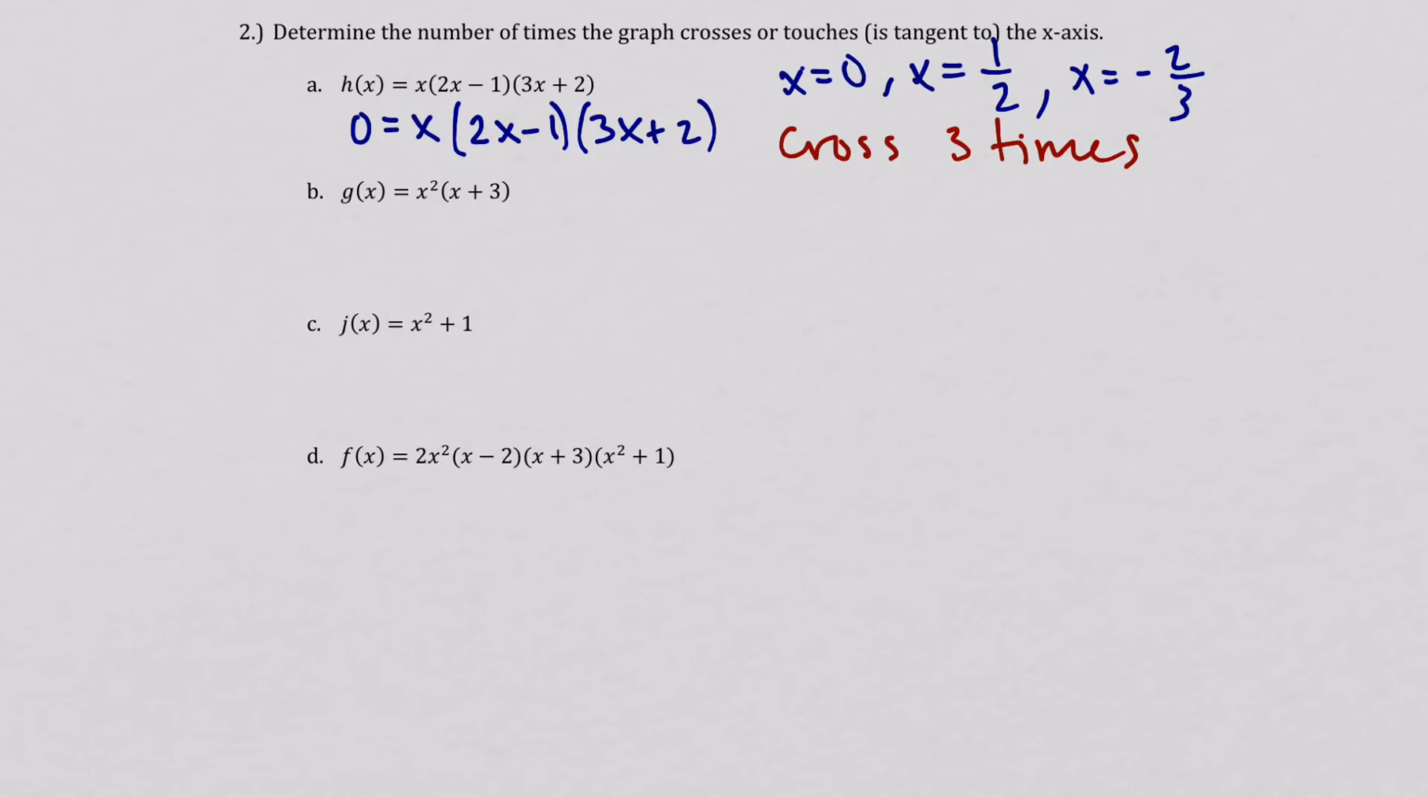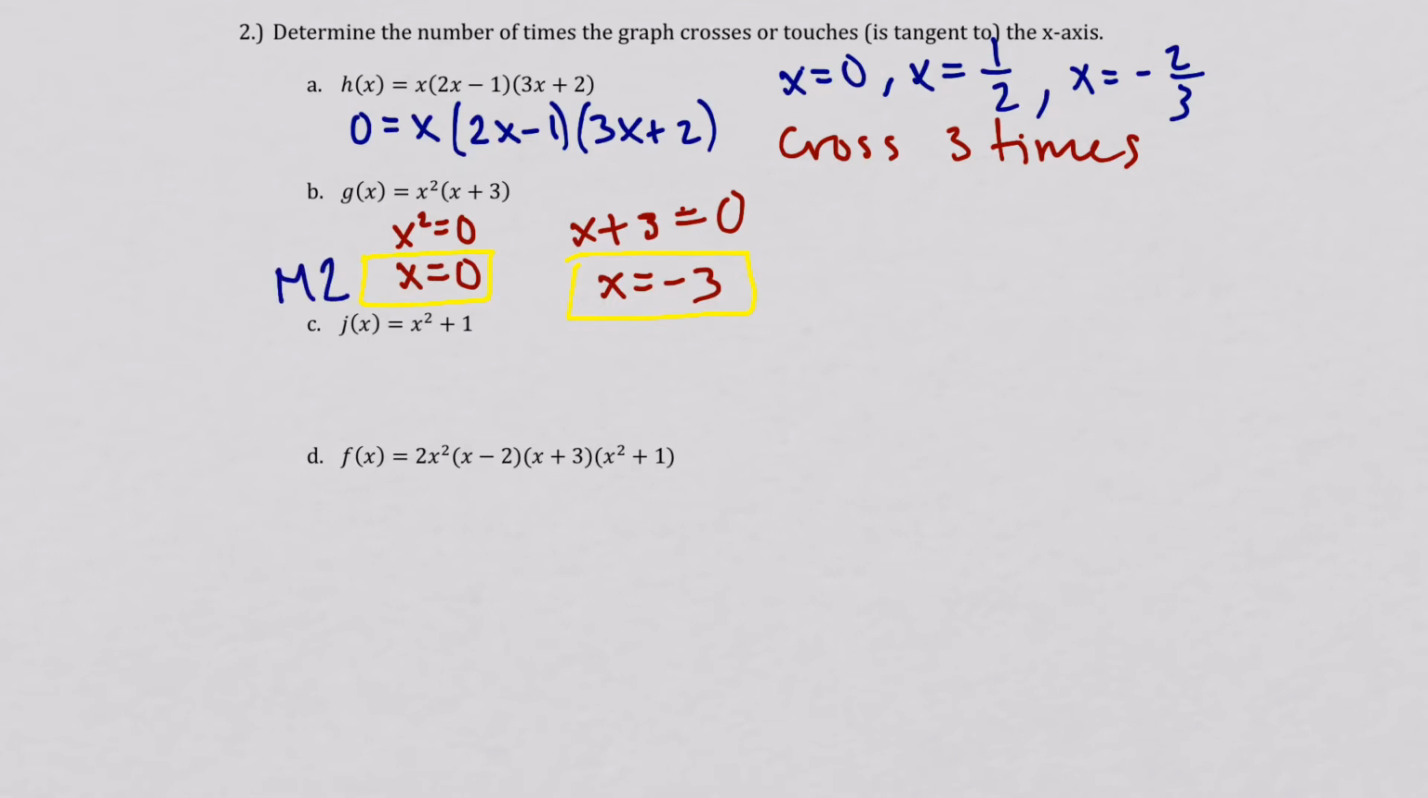B, same thing. Let's set it equal to 0. So we got x squared equals 0, and x plus 3 equals 0. The one on the left, x squared equals 0, basically gives me x equals 0. And the one on the right gives me x equals negative 3. Right? Now the difference here is that x equals negative 3 only happens once. But x equals 0 has a multiplicity of 2.